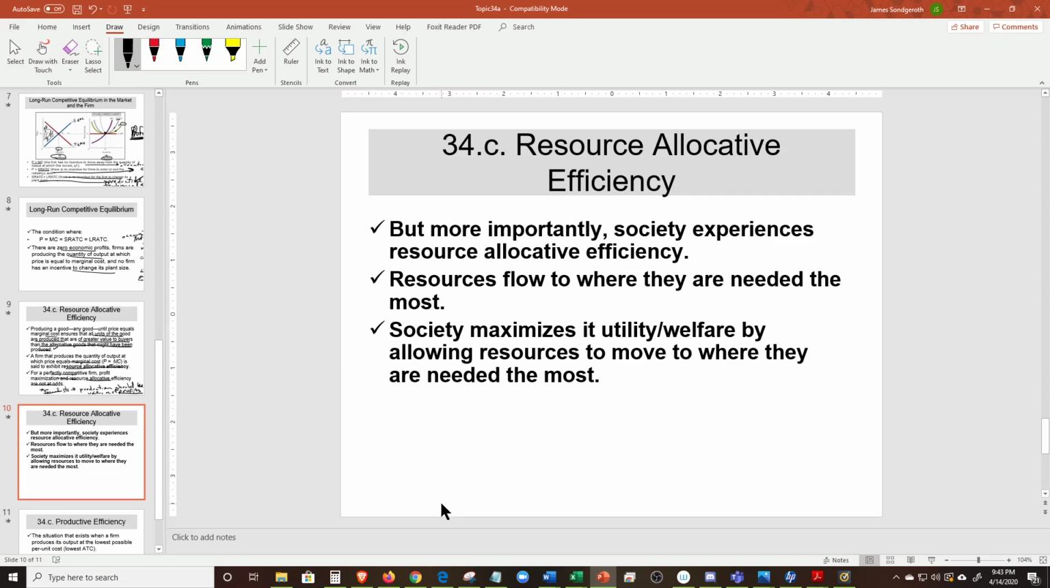So, resource allocative efficiency. Society experiences resource allocative efficiency with the workings of the market. Resources flow to where they are needed the most, guided by profit. Society maximizes its utility welfare by allowing resources to move where they are needed the most, okay?